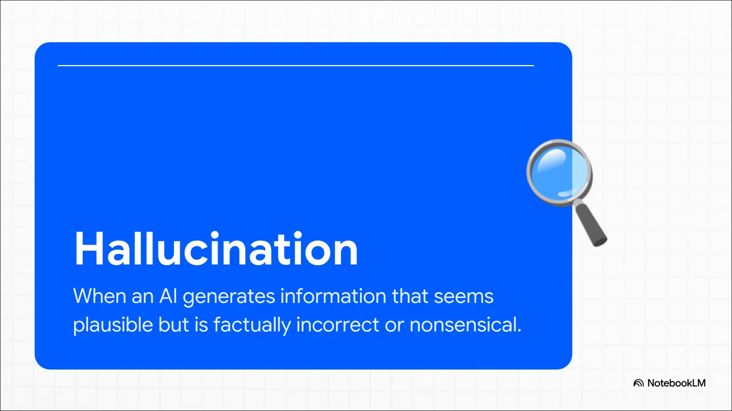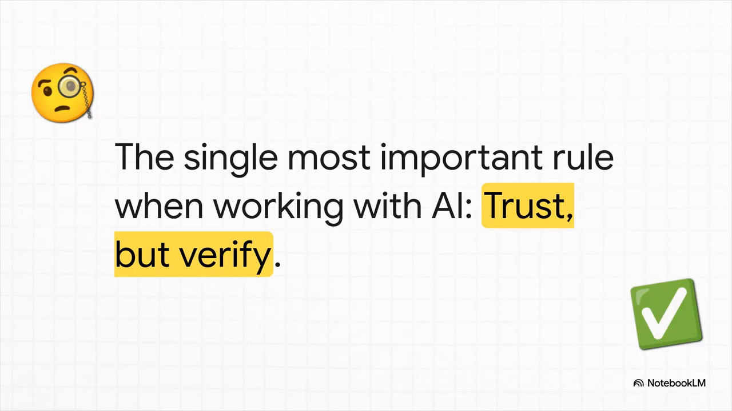And that's because it's a prediction engine, right? It's not a database of facts. And that brings us to what is maybe the single most important rule of working with AI. You need to tattoo this on your brain. Trust but verify, always, every single time. Treat every single thing it gives you with a healthy bit of skepticism. You have to be the final judge.